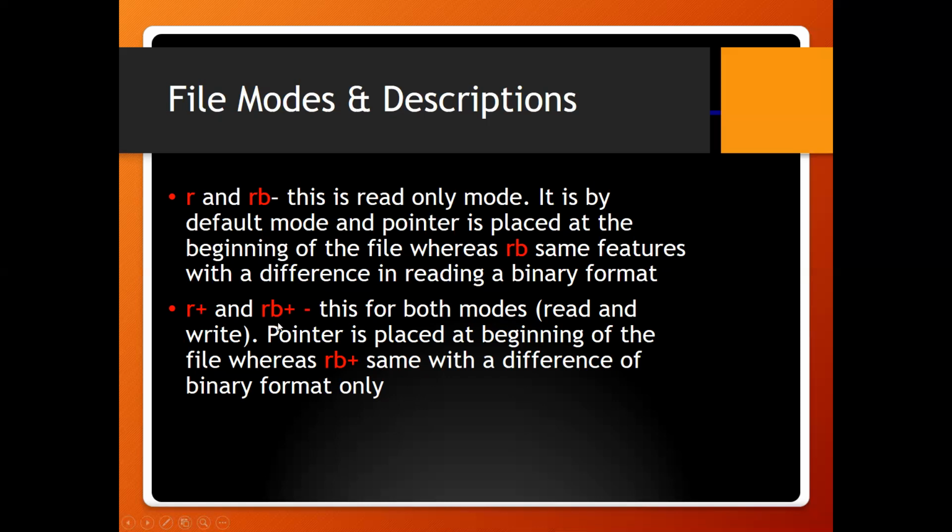Okay, R plus and R plus B, this is used for both modes. For example, if you want to read an existing file and at the same time you want to write to it, the pointer is placed at the beginning of the file, whereas RB plus is the same, which is used for the binary format.